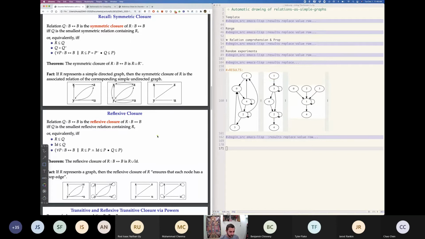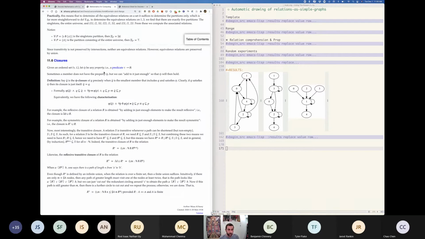All right. So to make it reflexive, I just throw in all the loops, right? It's missing a loop here, here, and here. So to make it reflexive, I just throw in the loops. That's it. I don't do anything else. So closure says throw just enough in there. Okay, so closures are all about adding just enough so that the property will hold. Okay, we don't add too much, just enough.